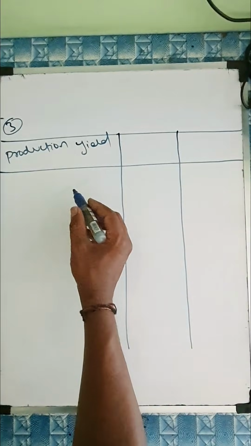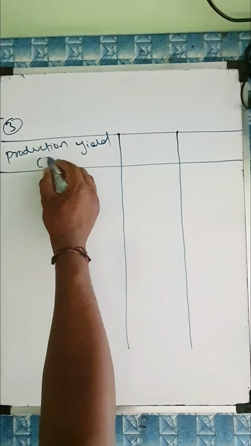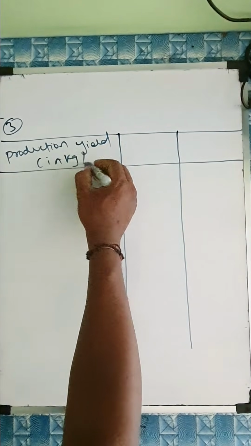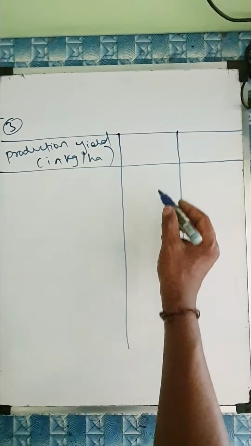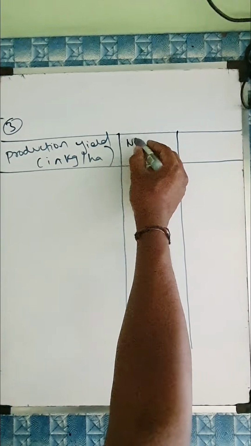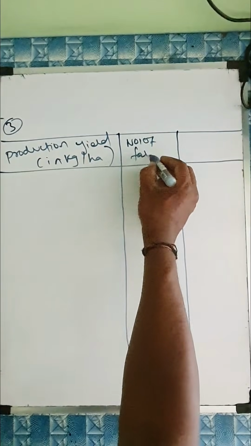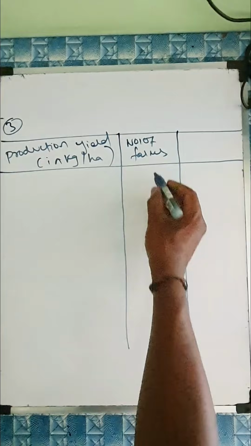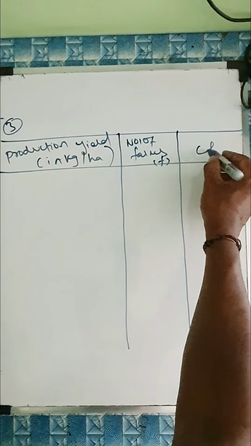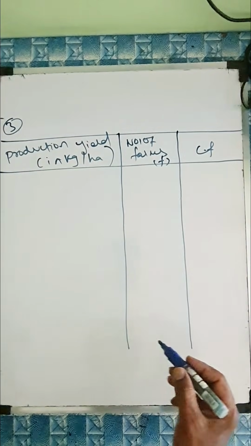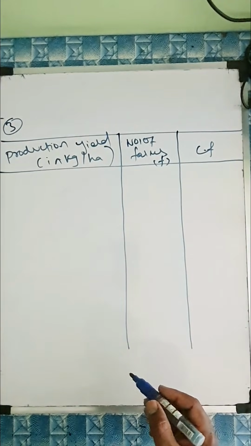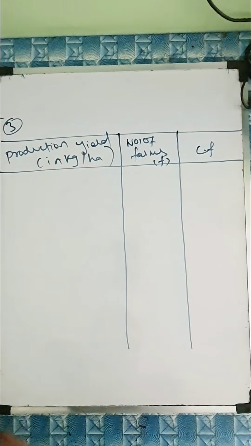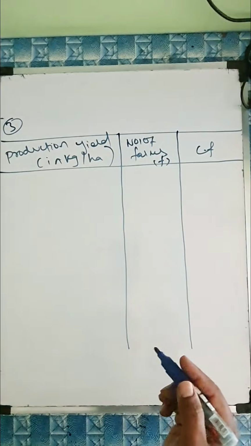Production yield in kg per hectare, and number of farms. That is frequency, and now we are going to find cumulative frequency. Here I already told you we'll take the lower limit. Lower limit means the first one. So we'll take 50, 55.